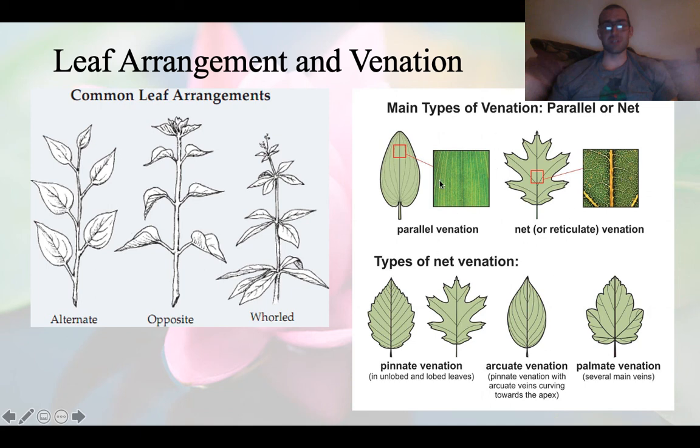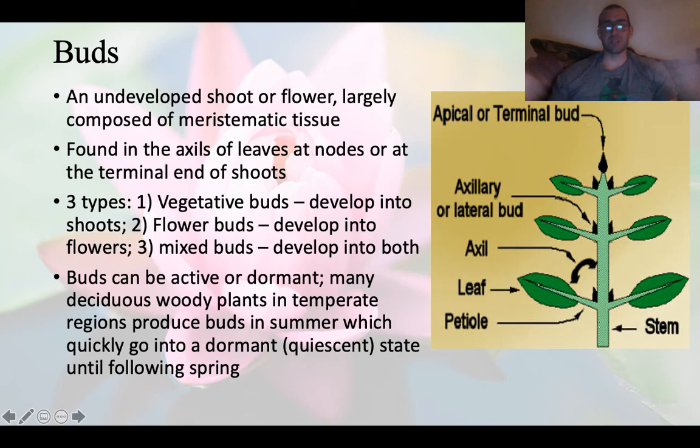And lastly, our leaves can have different types of venation. So we can have parallel venation, where we have our midrib and our other veins that run parallel to that midrib, kind of starting from this same point here near the petiole and working their way up. This is more common in our monocots. And more common in our dicots is this net venation, where you have your midrib that runs up and then lateral veins that branch off from that midrib. Okay, so those are veins.